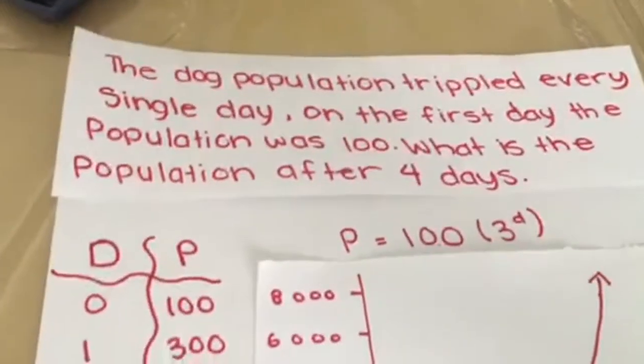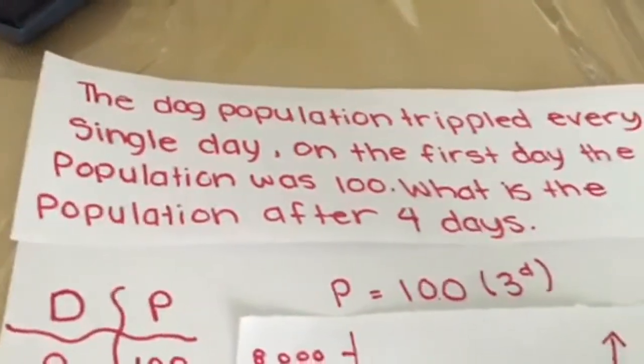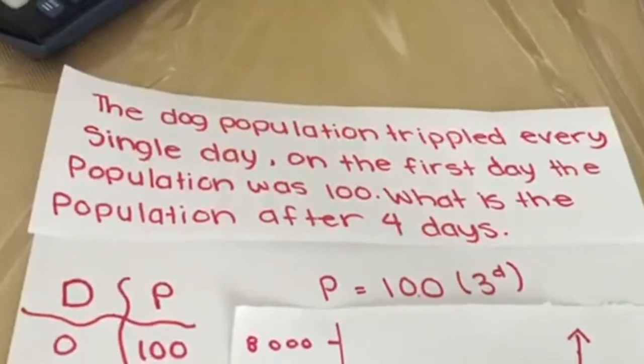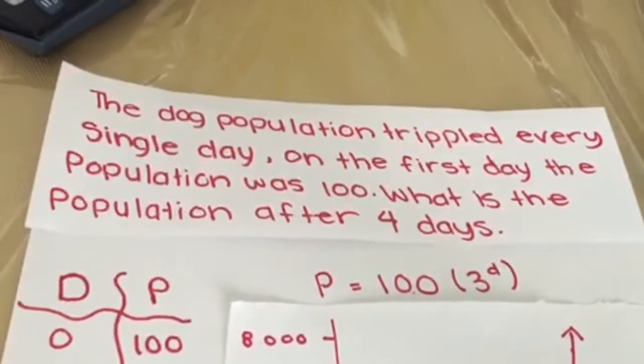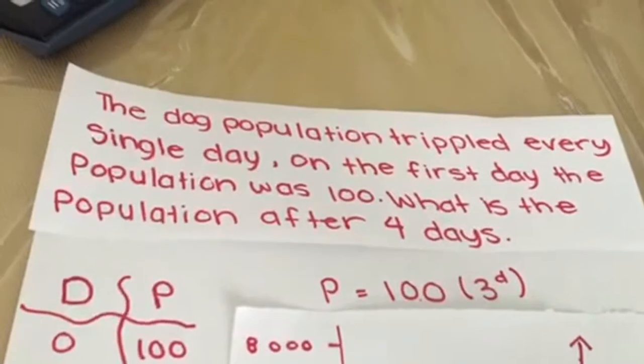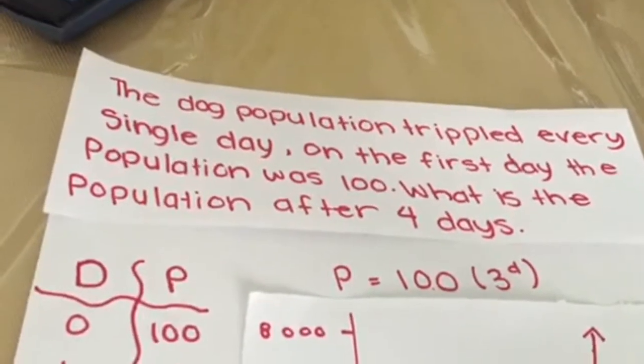Okay, here's another question. The dog population tripled every single day. On the first day, the population was 100. What is the population after 4 days?